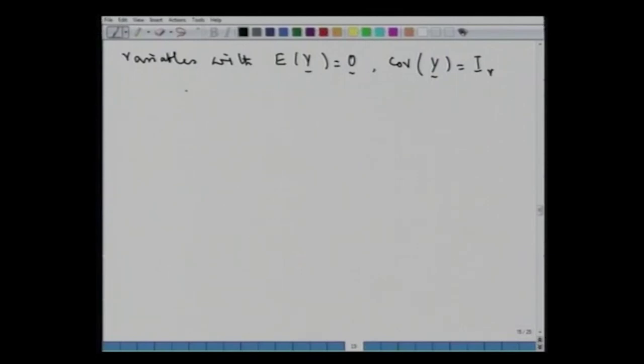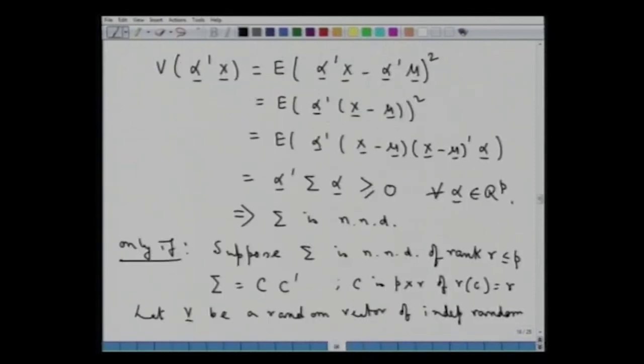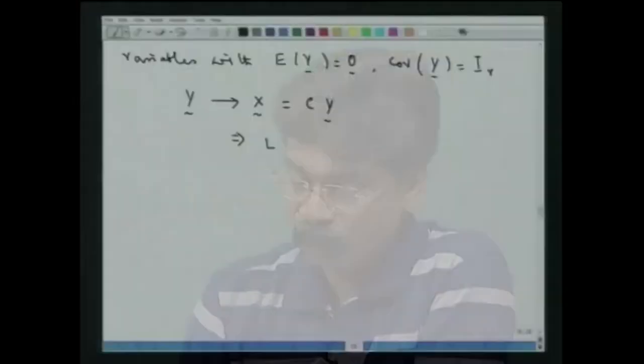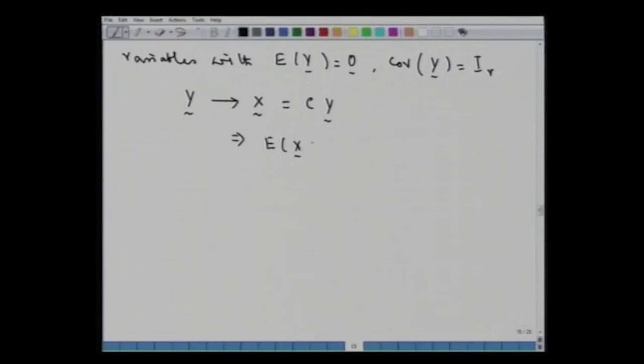Now, let us make a transformation from y to x, where x is given by c times y. The matrix c, which we defined earlier, is a p by r matrix of constants of full column rank, so it is of rank r. With that c matrix, if we now look at the characteristics of this x vector, its expectation vector would be a null vector, because it is equal to c times the expectation of y, and the expectation of y being a null vector, this is just a null vector.